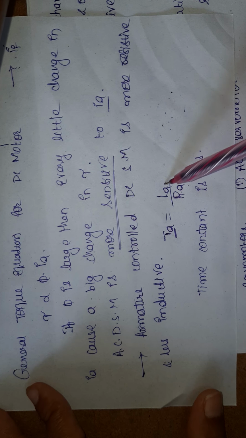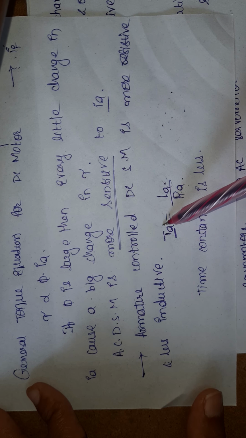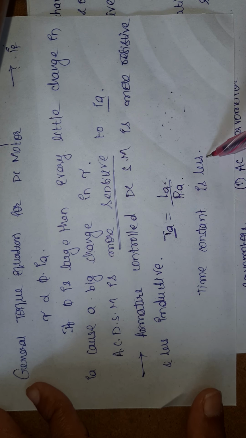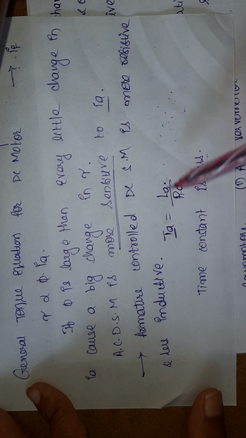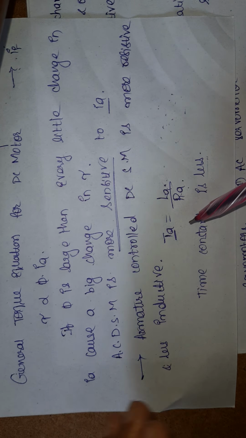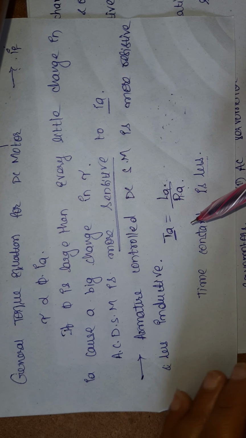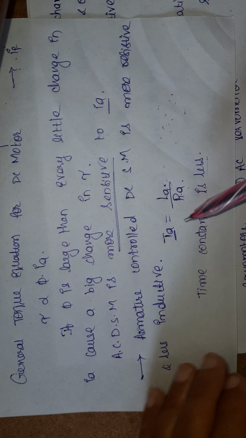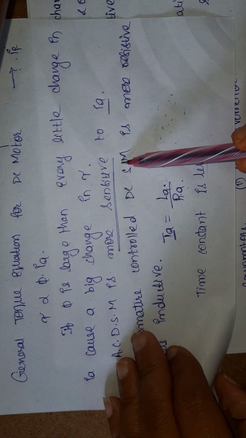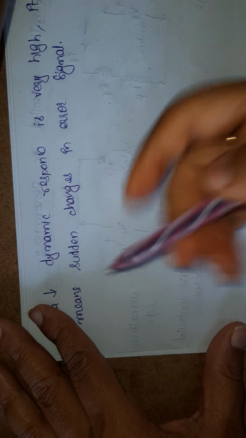But field controlled, LA is very high. If LA is very high, what is the time constant? It is more. If the time constant is more, it will react to the changes in the error signal in a very slow manner. If it is responding to the changes in a slow manner, we won't get the perfect output. So it is less sensitive. Okay, the same points I will write here.